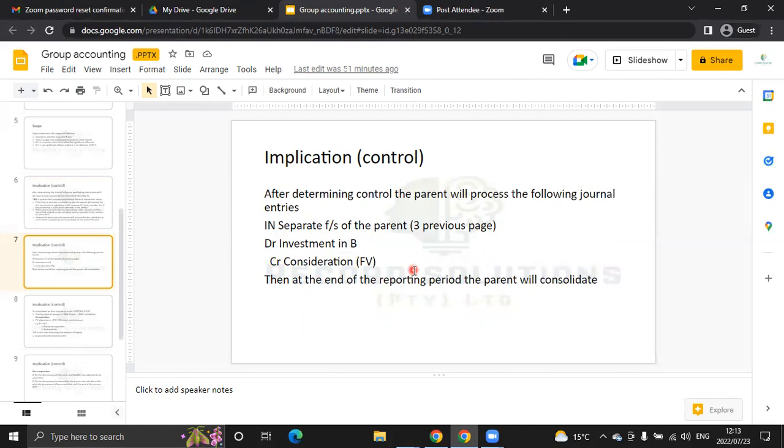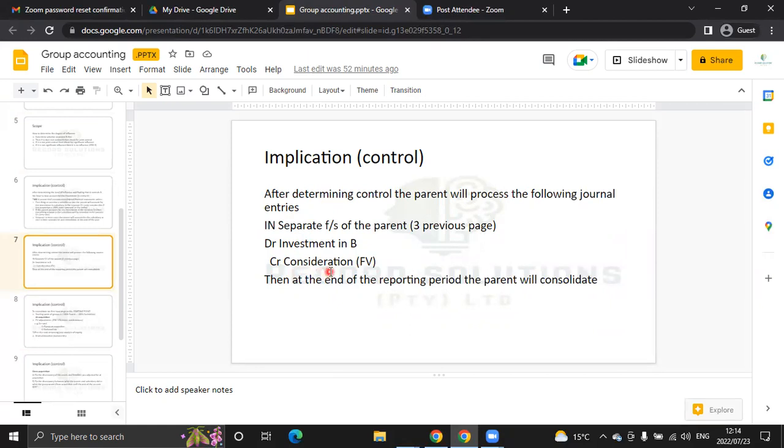So when we are acquiring that business, what general entries are we going to process at the date of acquisition? This is what we process in the parent's separate financial books, and in the subsidiary, nothing. We are going to credit the consideration that we paid at fair value. And what do they mean when they say this? There are many different types of consideration. That's why they use the term consideration, not cash.